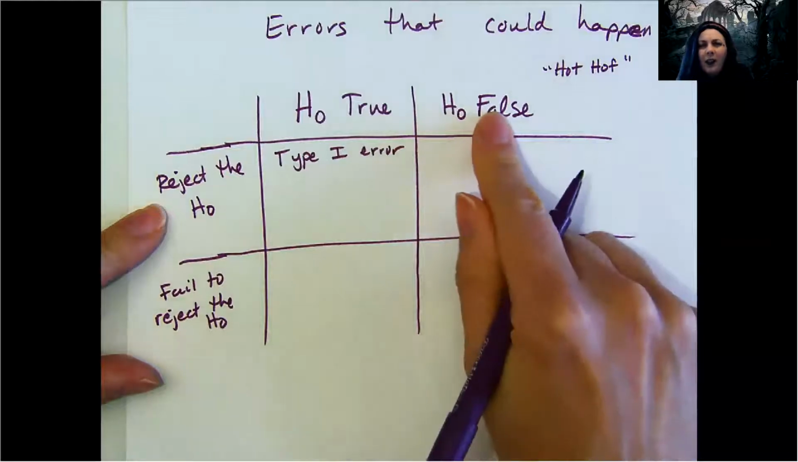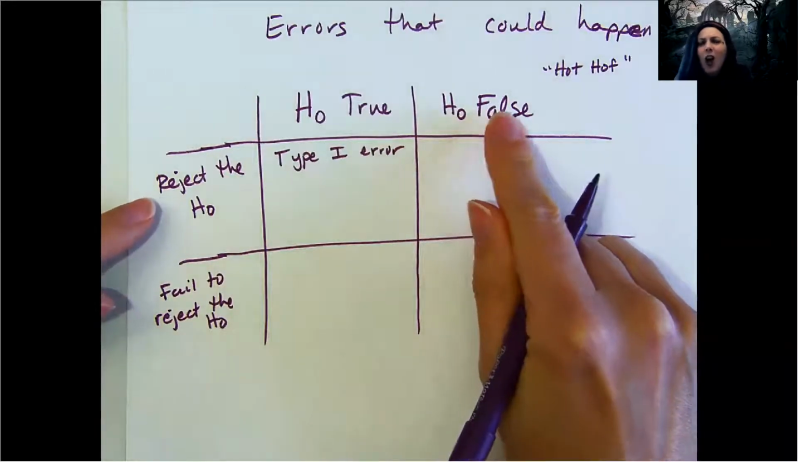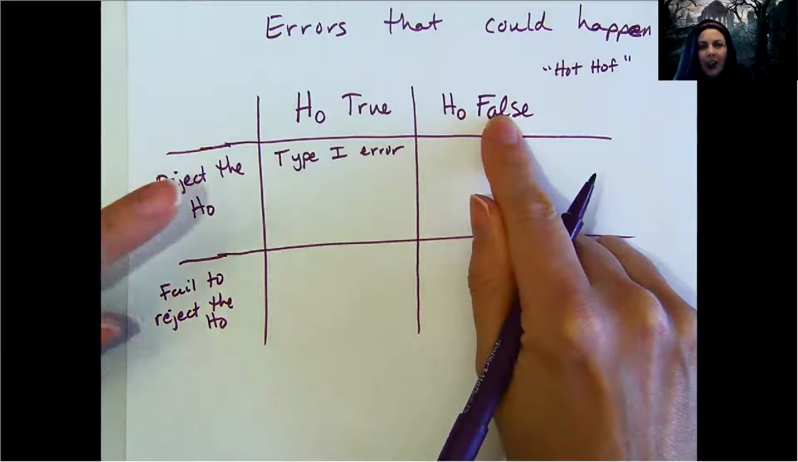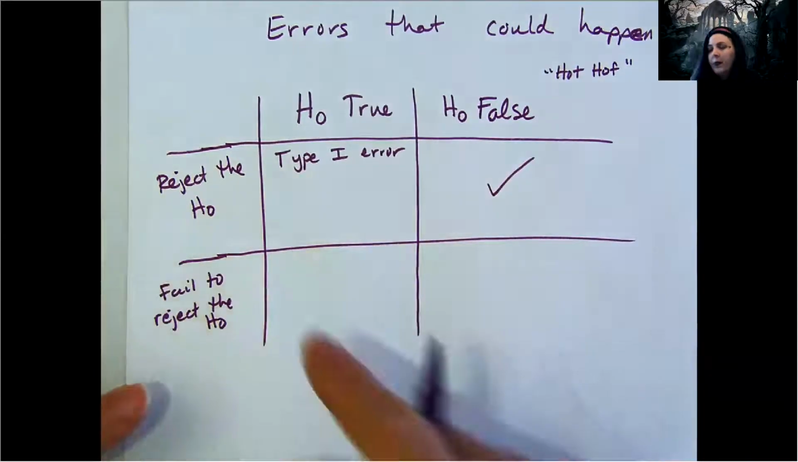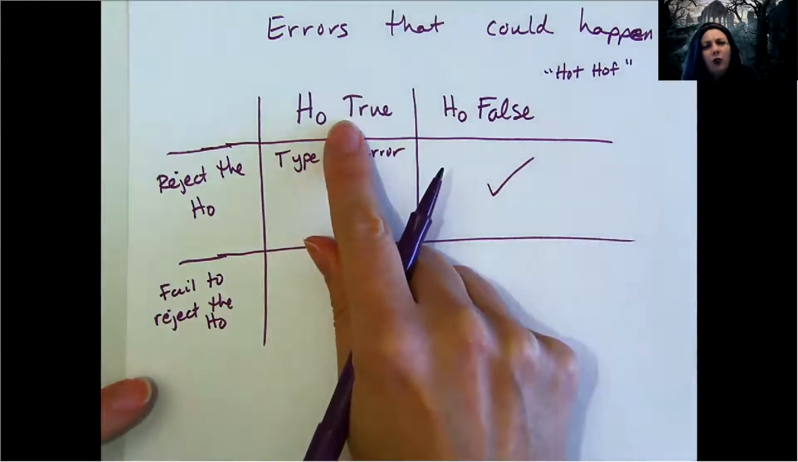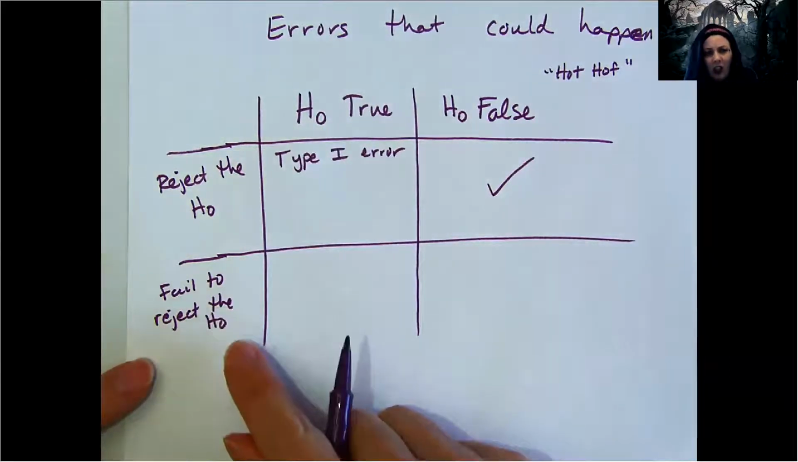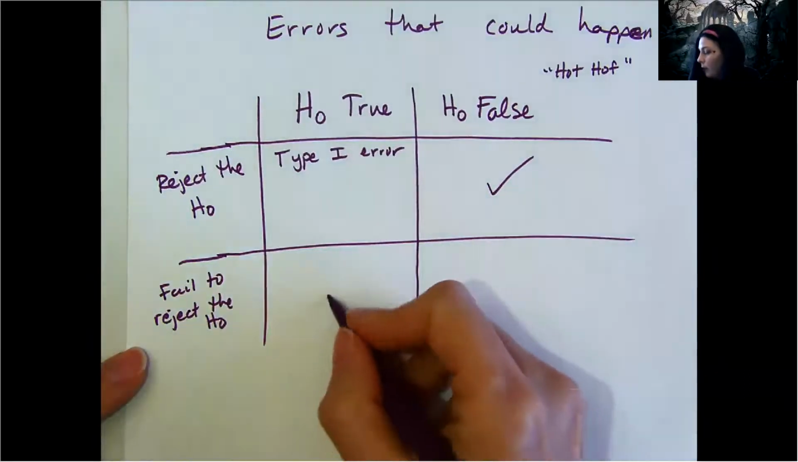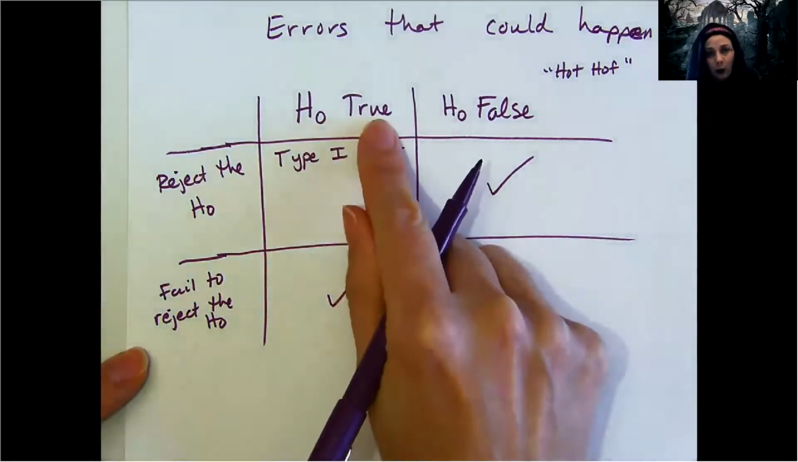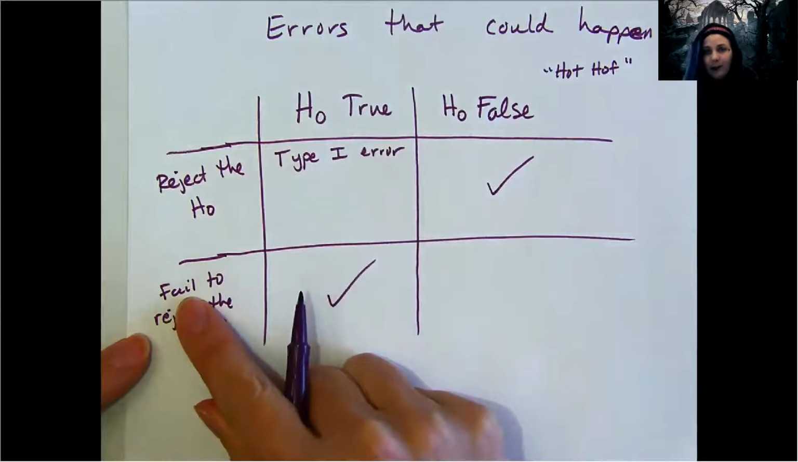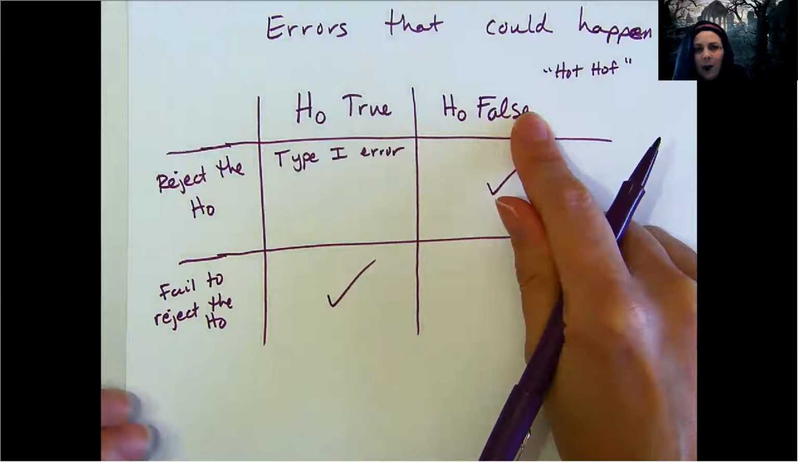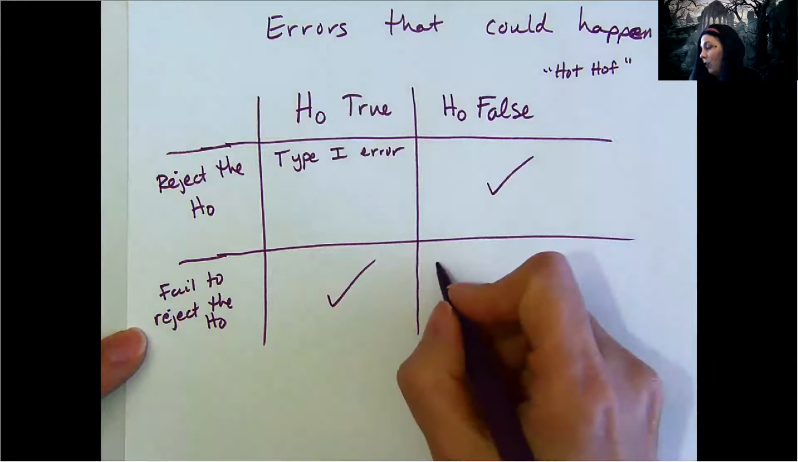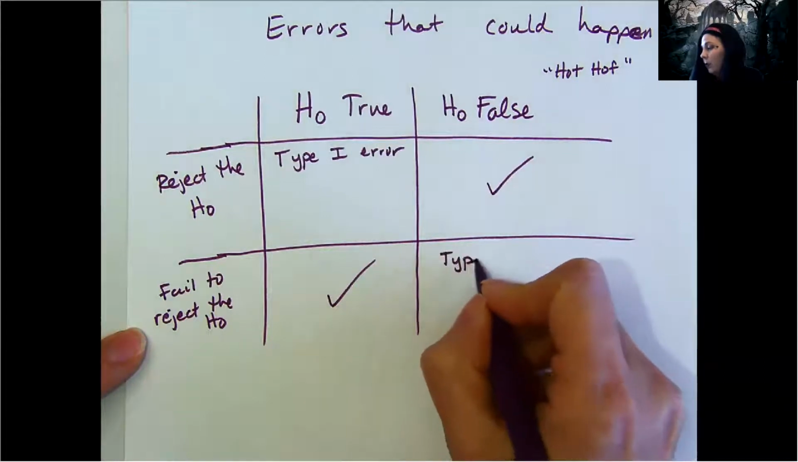If the null hypothesis was a lie, it's false, it's lying to us, and we rejected it, woohoo! We did good. Right? If the null hypothesis is true and we fail to reject it, means we keep it around, good for us. We did good because it's the truth and we didn't get rid of it. Last option, the null hypothesis is a lie, but we fail to reject it. We don't catch the lie. Oh man, if you don't catch the lie, that's called a type 2 error.